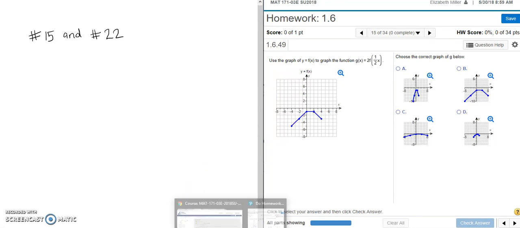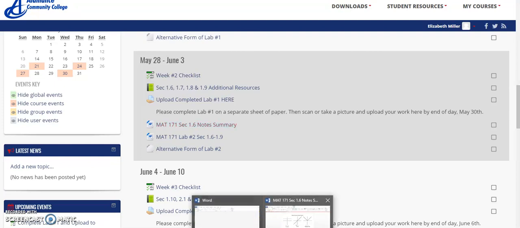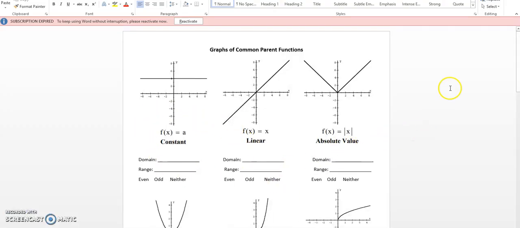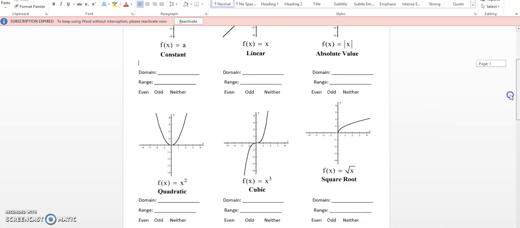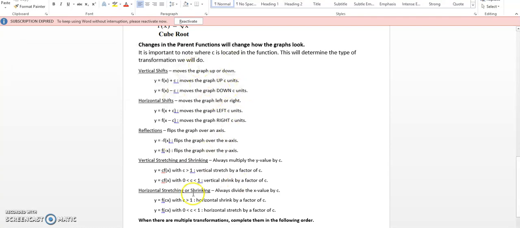One thing I want to point out is that I've given you guys a summary for section 1.6, a nice little Word document with all of the parent functions in one place, and then all of the rules are summarized down here. So definitely pull up this document, print it out if you want to have it. I think it'll be really helpful.